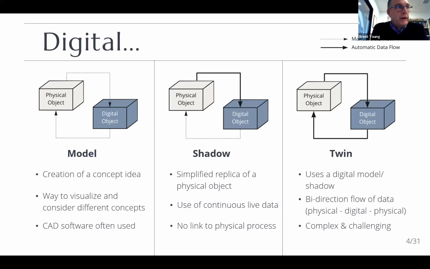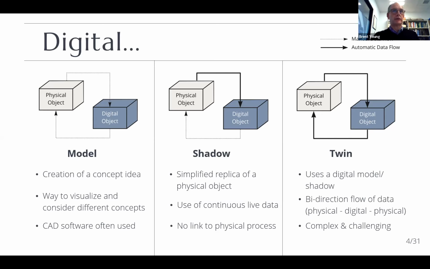So we're going to be using the term digital model, digital twin in this talk. And this is an overall view of what we mean by that. Typically, a digital twin is where you've got a digital object that is a digital copy or shadow of that physical object, and there's bi-directional flow of data between the physical and digital instances or objects. This is the end point that we're seeking to get to.